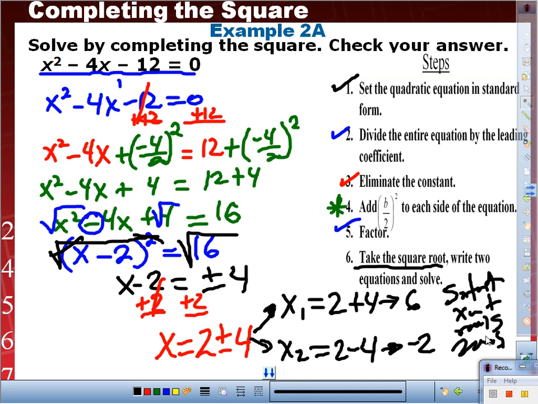So many things. How comfortable are you with these so far? 4 or 5, 3s. Okay, we need practice, right? Yeah.